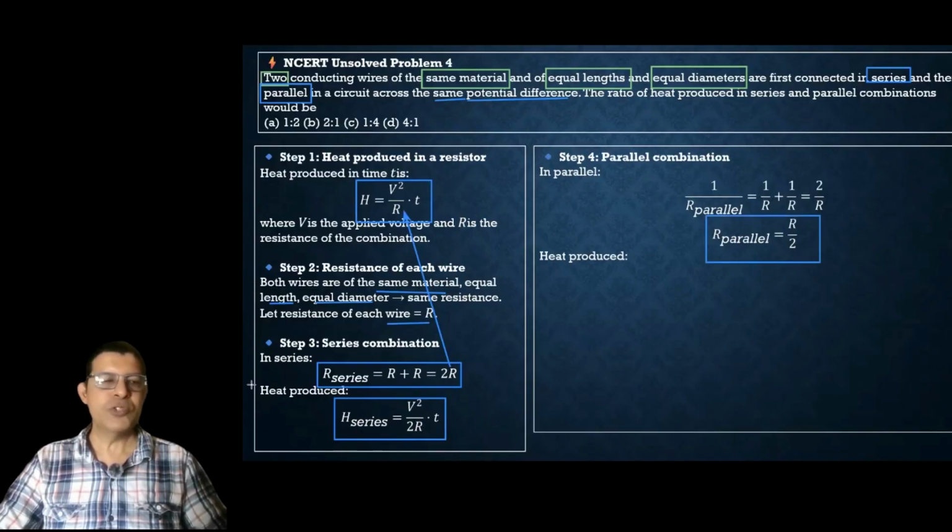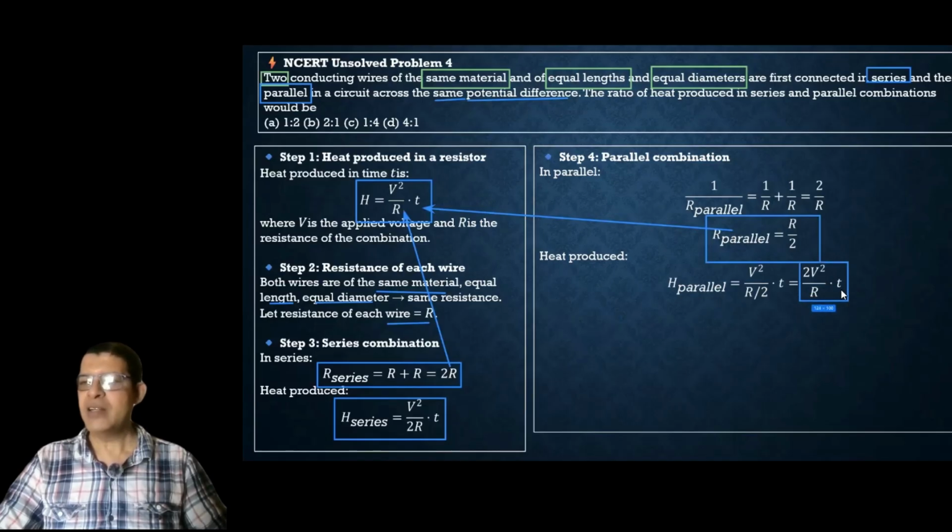Now what will be the heat produced? Now again you replace this R parallel in the same equation to get the heat produced in the parallel combination. So heat produced in the parallel combination is, after replacing, you will get 2V square by R into time after replacing the values. And finally, now what we need? We need the ratio of series by parallel, right? So we got series, we got parallel. Now we have to take the ratio.